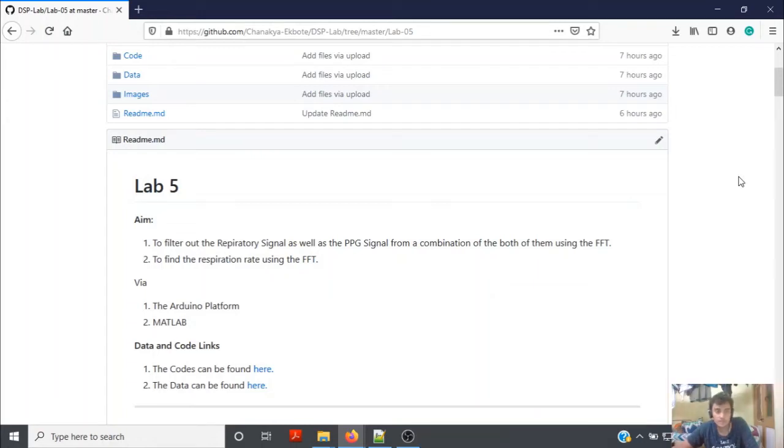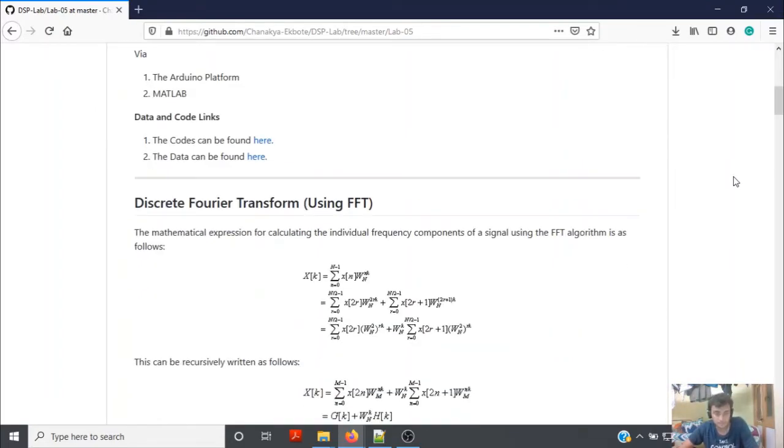So the aim of this lab experiment is to filter out the respiratory as well as the PPG signal from a combination of both of them using the fast Fourier transform, and also find the respiration rate using the fast Fourier transform via the Arduino platform as well as Matlab.